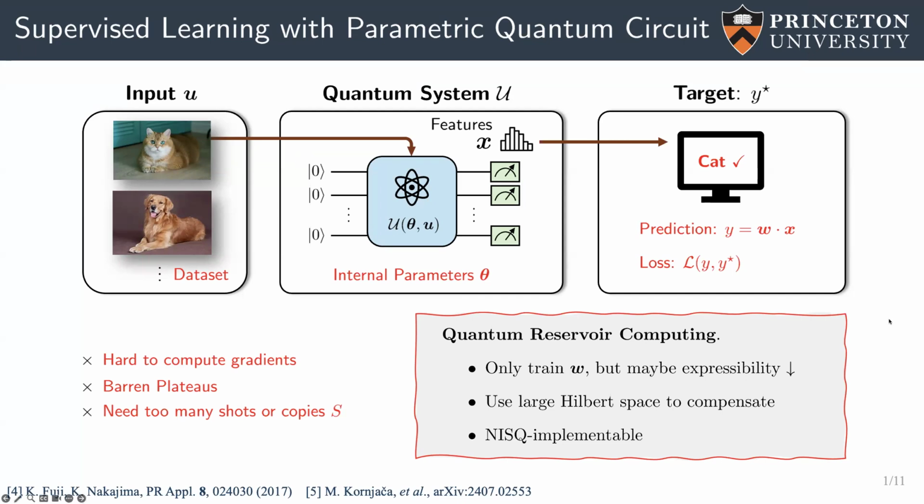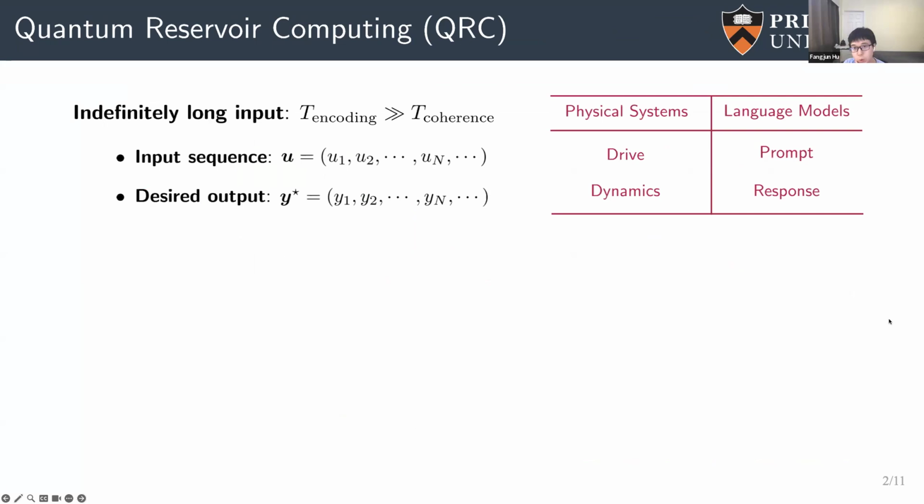Sure. Okay, let me move on. Such architecture of quantum reservoir computing is especially suitable for processing a task with indefinitely long input and output. Many tasks fall into this category. For example, suppose you have a physical system: given the drive, you want to predict the dynamics, or in some language models, you give some prompt and you need some response from these models. And as we mentioned before, because the input length is indefinite, usually the encoding and the processing time is far longer than the coherence time of the quantum computer.